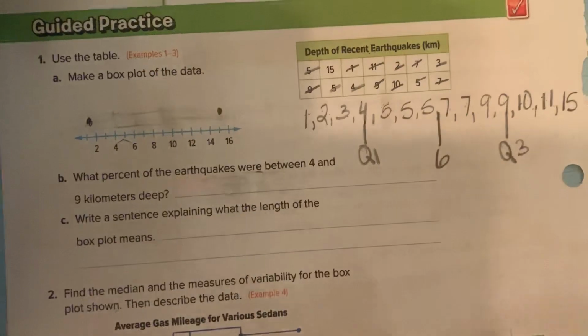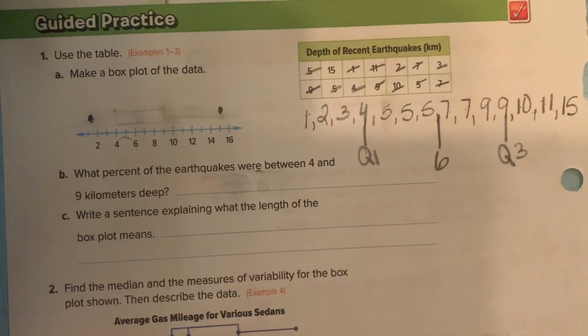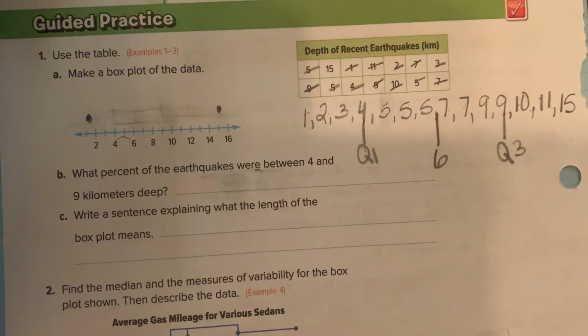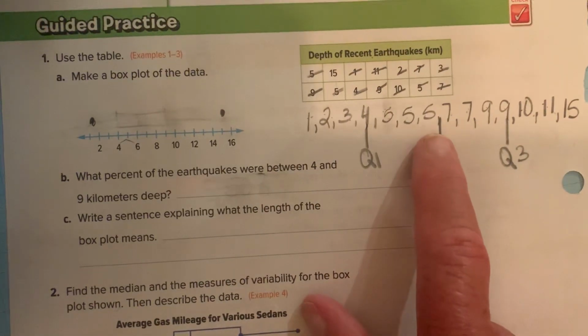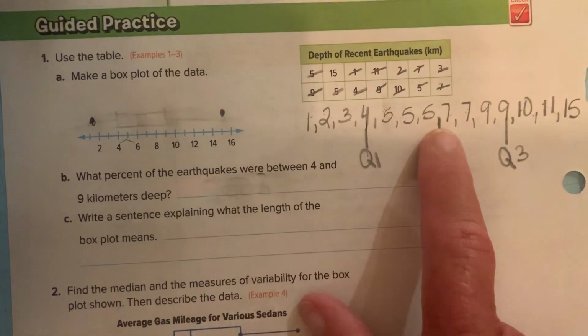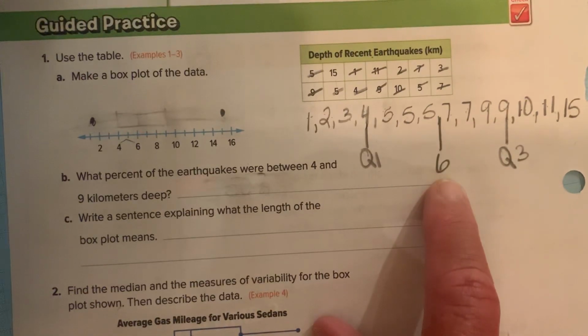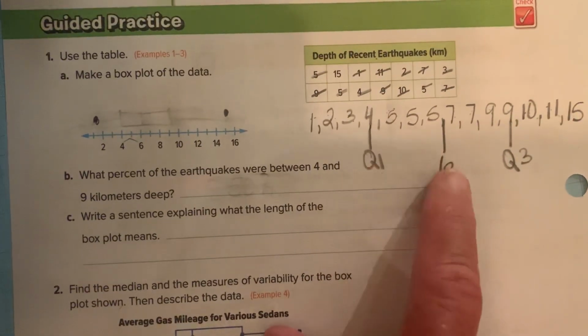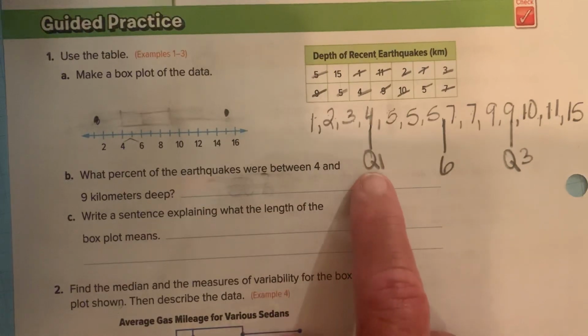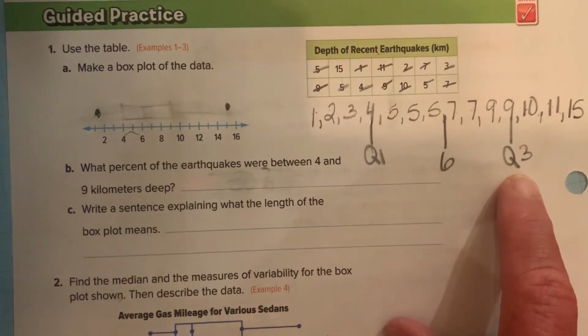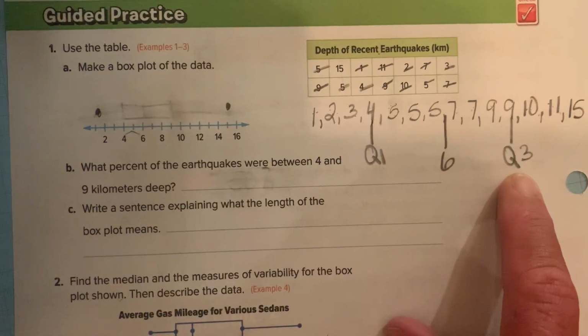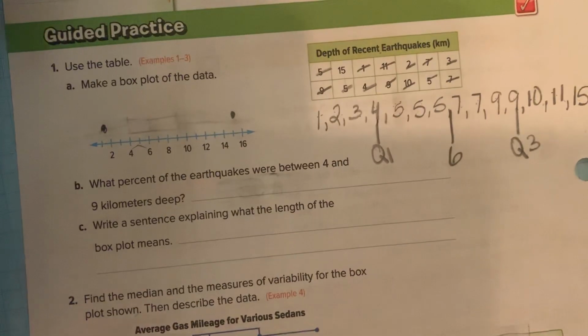So what I did first is I took all these numbers from our table and put them in order from the smallest to the biggest. And then I figured out what the middle number was. Right in the middle was 5 and 7, so in the middle of that was 6, so 6 is our median. Then I used the numbers that are less than my median, and I found my quartile 1, right in the middle there is 4. And then I used all the numbers that are bigger than my median, and I found the middle number there, and that's quartile 3.